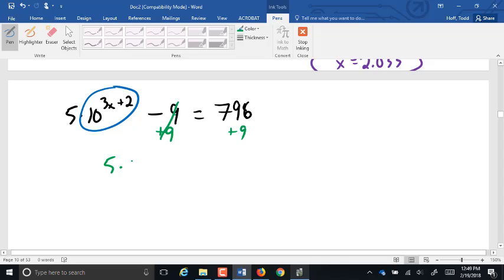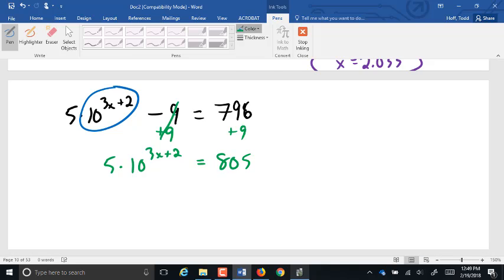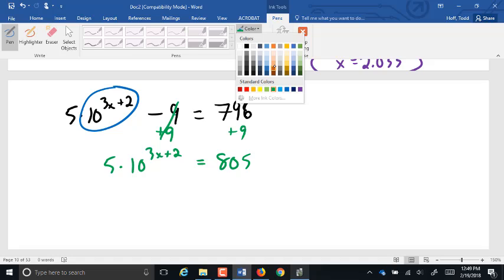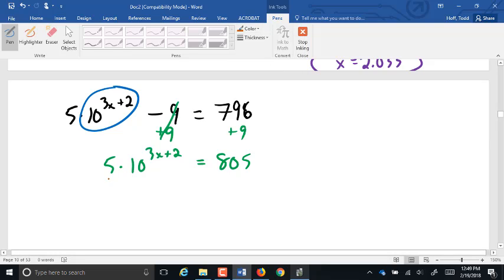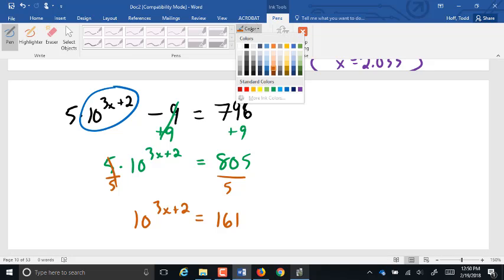So we've got 5 times 10 to the 3x plus 2 equals, over here that's 805. What's the next thing we have to get rid of? The 5. How do we get rid of it? Divide by 5. Very good. So 10 to the 3x plus 2 equals 161. And then?